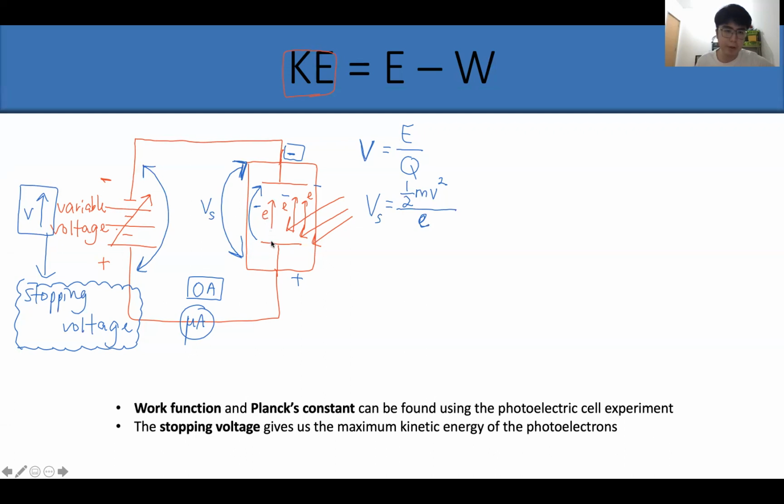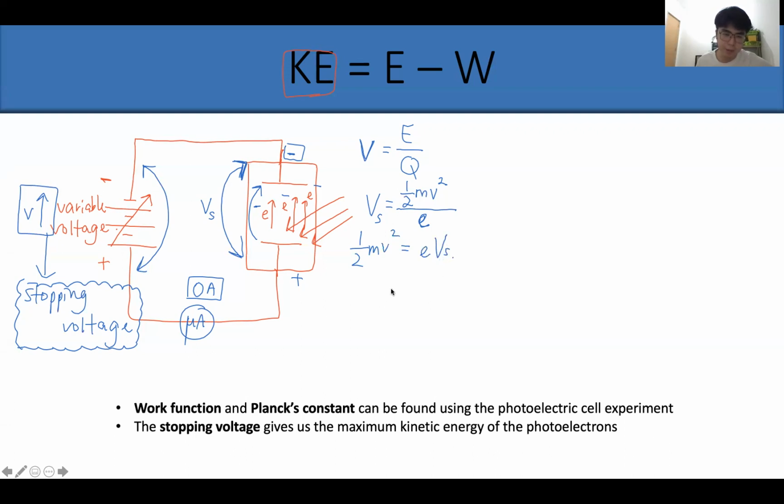Because we know that for the electron to cross, it must have a certain kinetic energy, right? And if the voltage is stopping it, that means the voltage has energy equal to the kinetic energy. That's why we write Vs equals half mv squared over E. Now we do a little bit of arrangement. Then we have half mv squared equals E Vs.